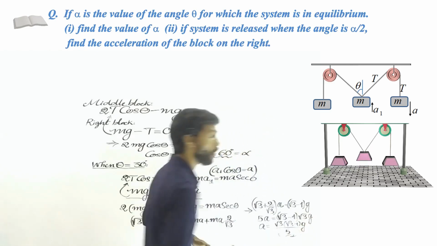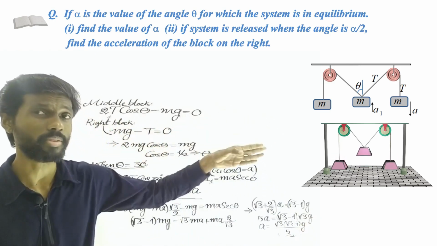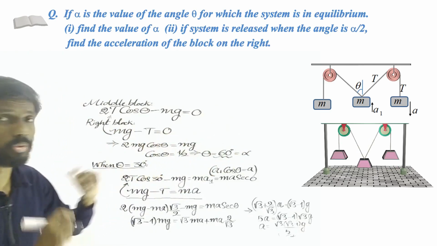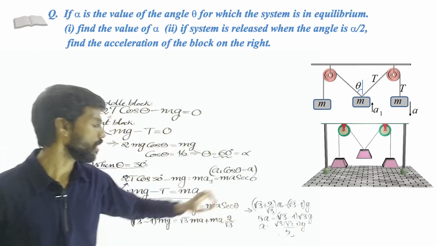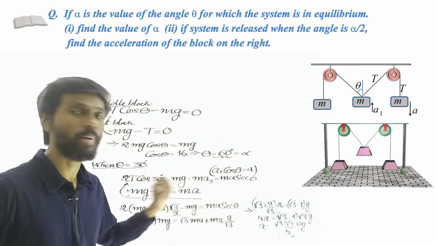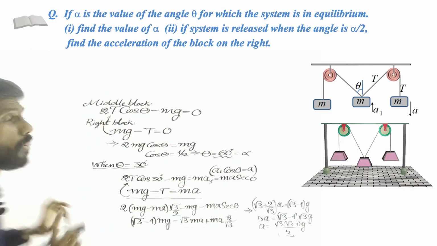So that is the required acceleration of these two blocks, right? At the right hand and the left hand, these two blocks have the same acceleration, a, root 3 multiplied by root 3 minus 1 divided by 5g. So that is the answer, okay?